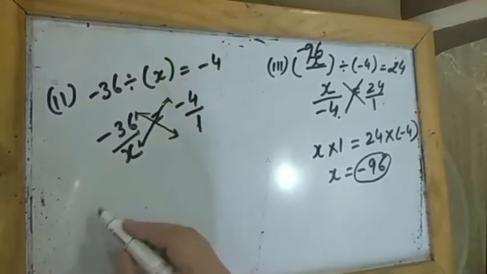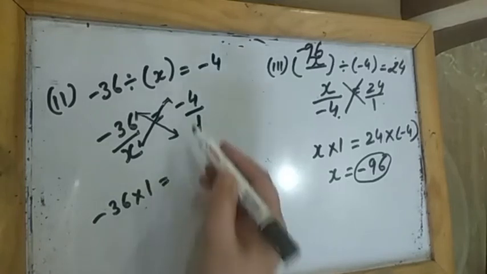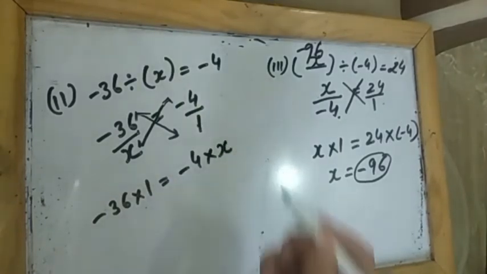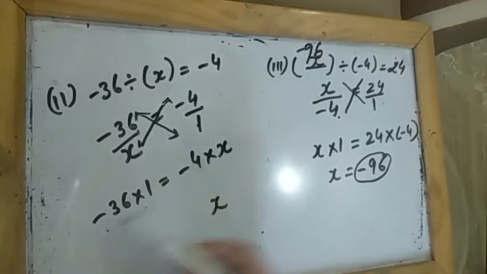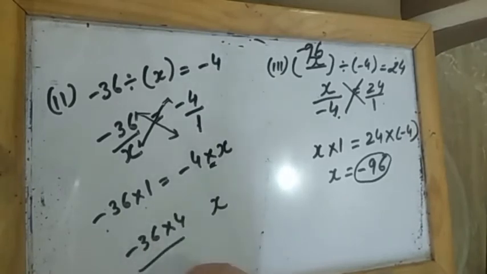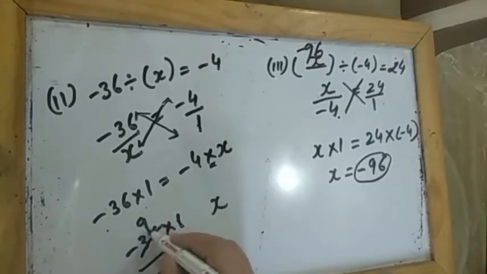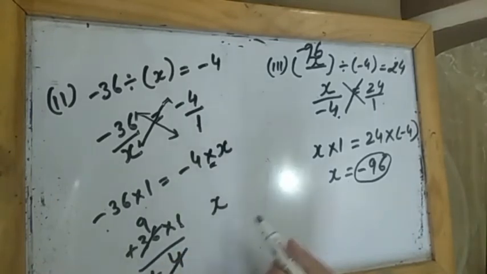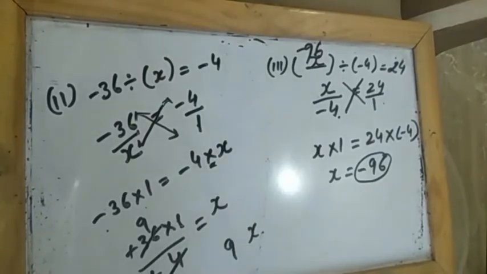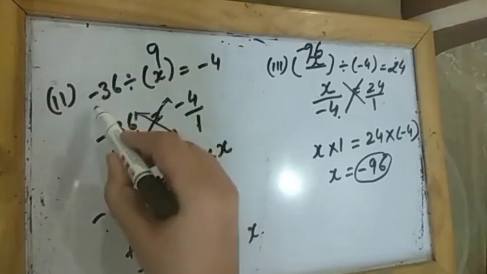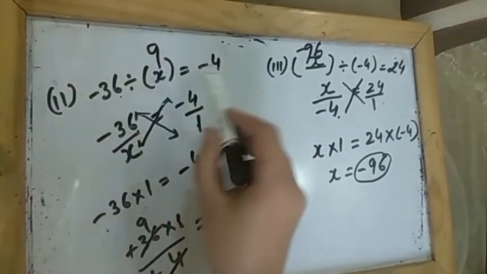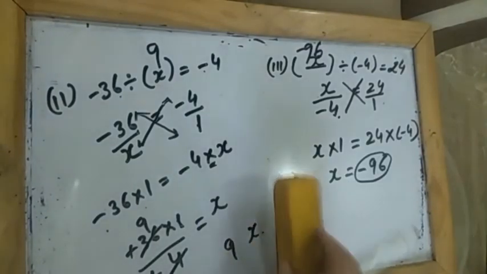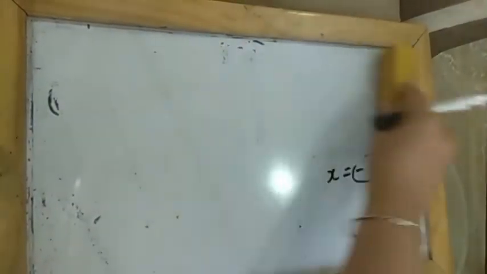It means minus 36 I will multiply with 1, and minus 4 I will multiply with x. Now I have to find x, so minus 4 I will shift to this side, and because here it is multiplied, on the other side it will become divide. Sorry, this is 1. So 4 nines are 36, and when you divide both negative integers, negative and negative get cancelled, so your answer is 9. So minus 36 divided by 9 will give you minus 4, because one of the integers is negative. Okay, so you must have understood this.